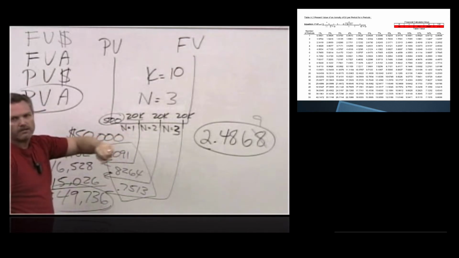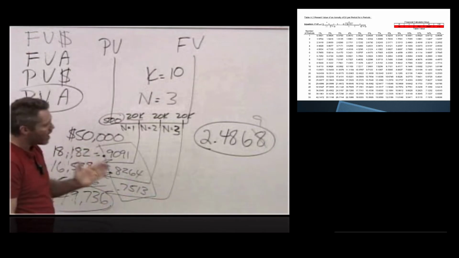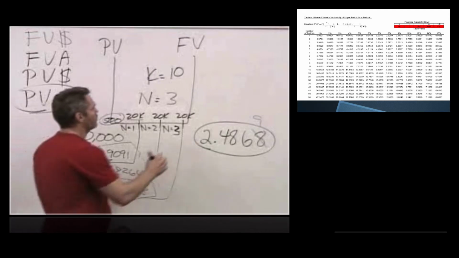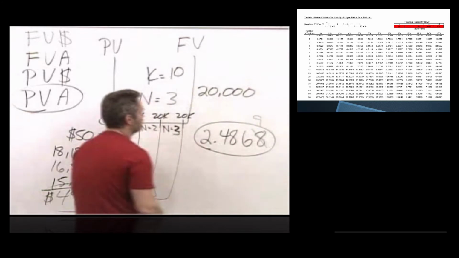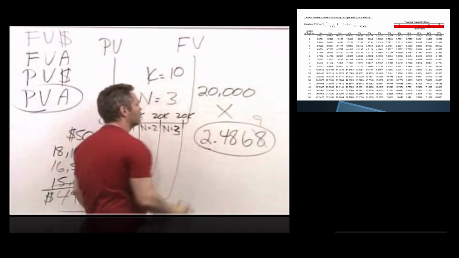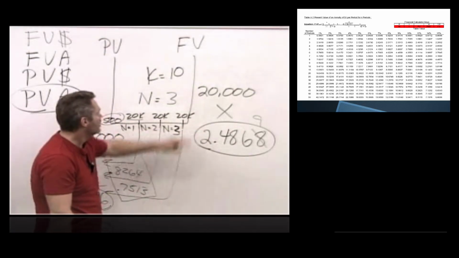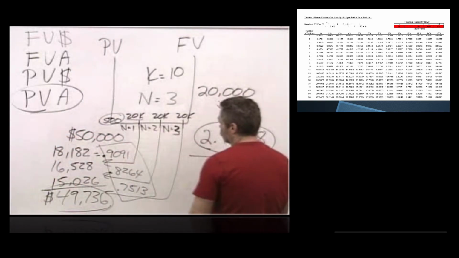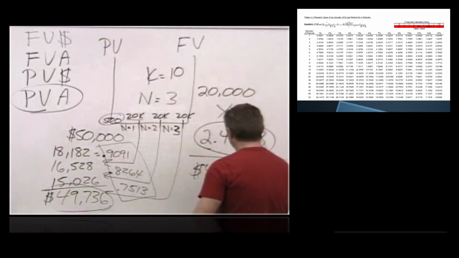Here's one mistake that probably 8% of my class makes every single time. To come up with the answer of what these cash flows are worth, we're going to take $20,000 times the present value of an annuity. And so it's 20,000 times 2.4868 equals our number right here, 49,736.